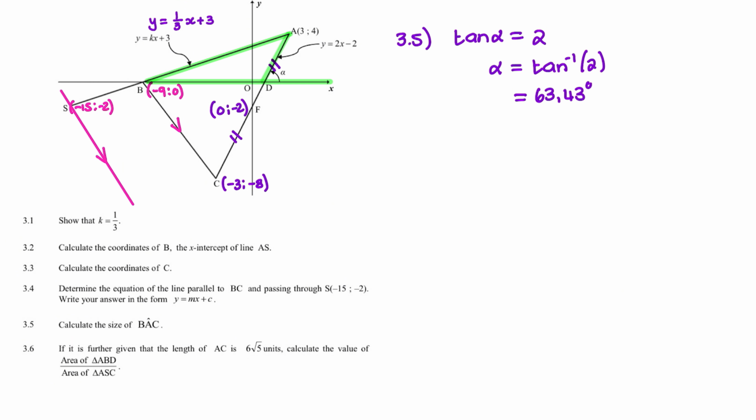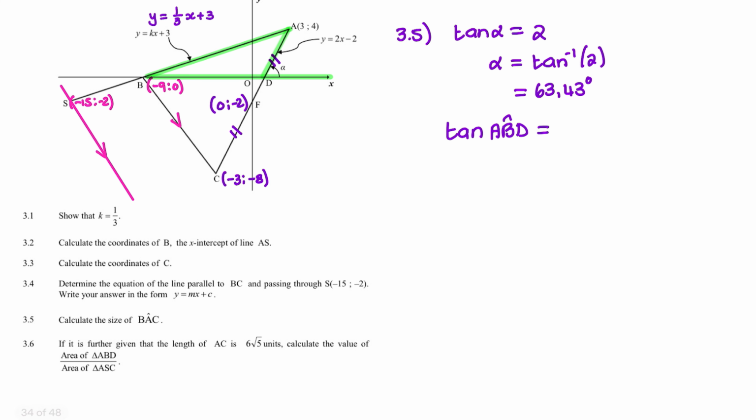And if I use my calculator to solve alpha, I have alpha as 63.43 degrees. Next, we want to find the angle of inclination of the line y = 1/3 x + 3. So that angle would be angle B. So let's call that ABD. Tan of that angle is equal to the gradient, which is a third. So therefore, angle ABD can be found by using my calculator again, and that is 18.43 degrees.